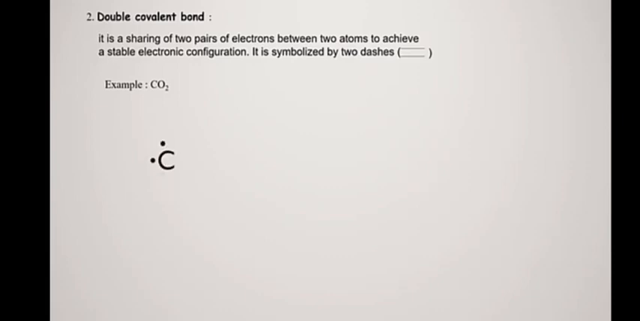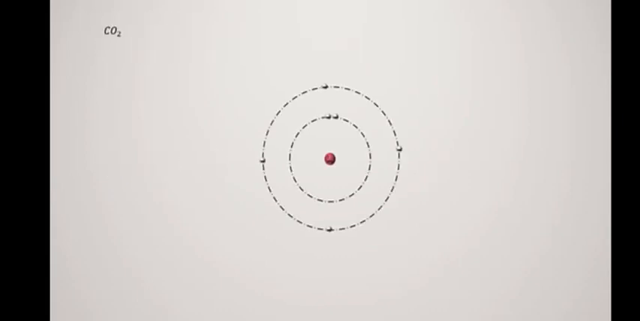Carbon has 4 valence electrons. Oxygen has 6 valence electrons. And here, in this molecule CO2, we have 1 carbon atom and 2 oxygen atoms. The carbon atom, as you see here, in its outer shell has 4 valence electrons and it needs 4 electrons to achieve its octet rule.